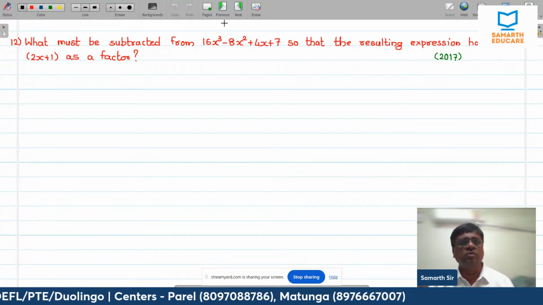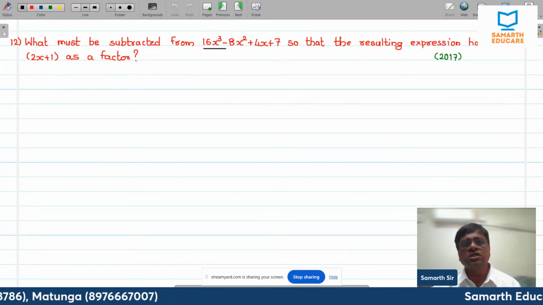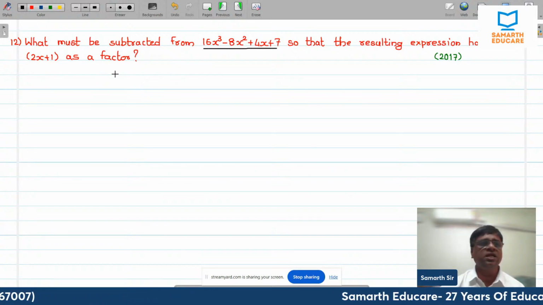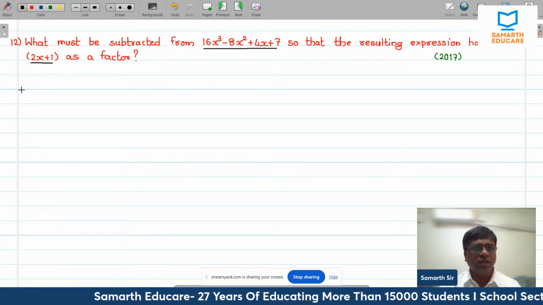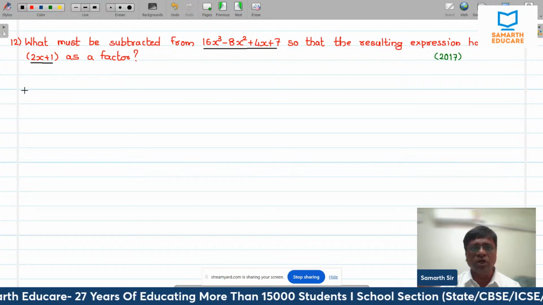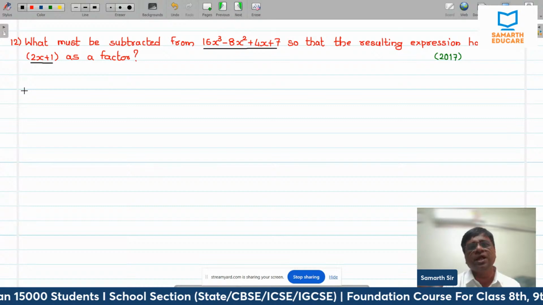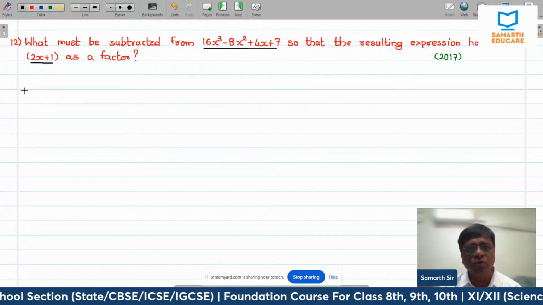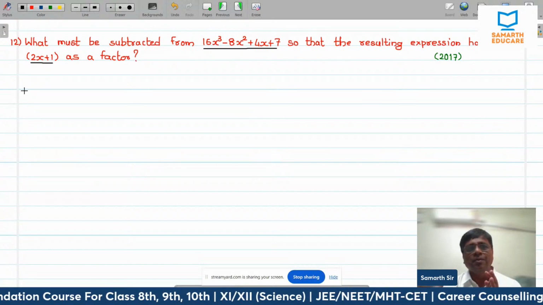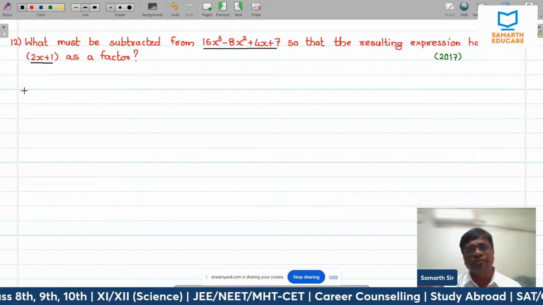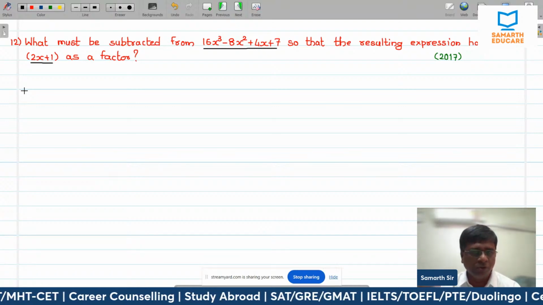This is now the problem we have to consider. Now, what must be subtracted from 16x cube, the polynomial given, so that the resultant expression has 2x plus 1 as a factor? तो देखो, अगर वो factor होना है तो रिमाइंडर 0 होना जरूरी है. So if there is some remainder, that should be subtracted so that the remainder becomes 0, right? Logically समझो, he wants 2x plus 1 to be the factor of this polynomial. If 2x plus 1 is a factor, that means the remainder has to be 0, right?